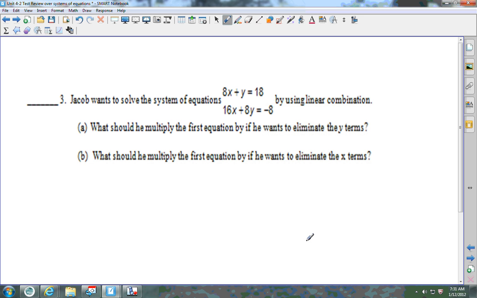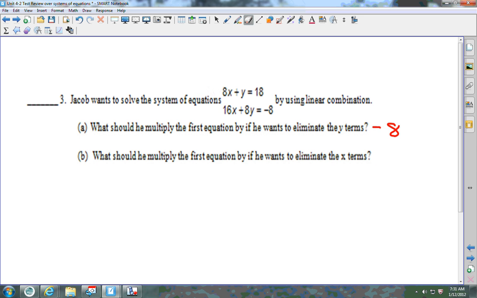Next problem, it says Jacob wants to solve the following systems of equations by using linear combination. What should he multiply the first equation by to get rid of the y term? If you look at the y's right here, well, I need this to be the exact same number that's down here. I need it to be an 8. Now the next thing you look at is both of them are positive, so you need this to be a negative 8. So I would multiply by negative 8 to get rid of the y's.